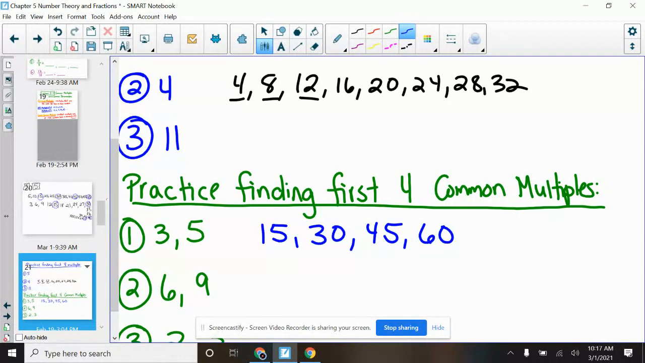Now, if it wants you to find the least common multiple, which one would be the least common multiple, Xander? The least common multiple would be 50. This one would be 15, the smallest number they have in common.